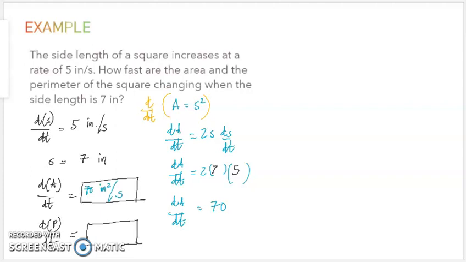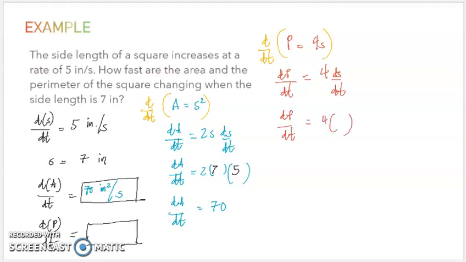Let's now proceed to perimeter. So again, a square, that's what we have. The perimeter is equal to 4s, and this is what we will differentiate with respect to time. Therefore, the derivative of the perimeter with respect to time is just equal to 4 ds dt. And plugging in what we have, 4 and ds dt is 5.